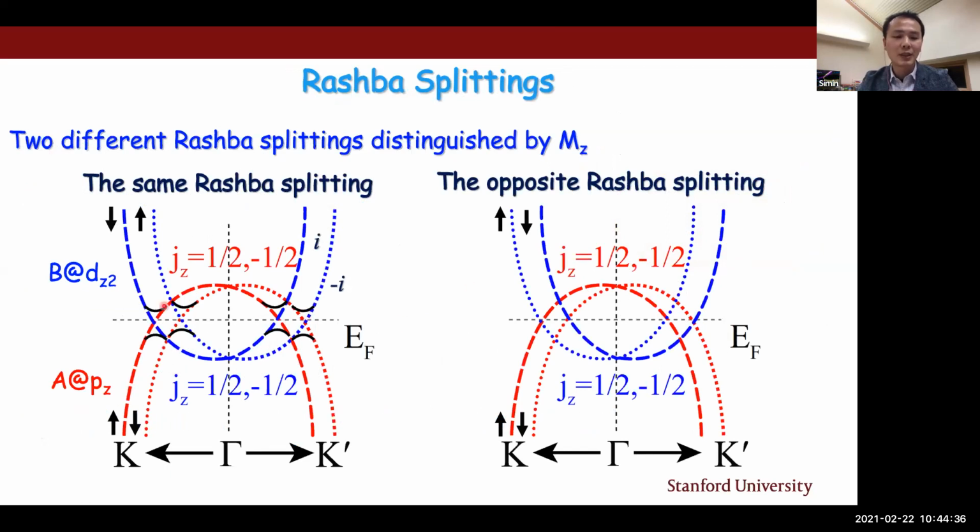These are the band structures of the tight-binding model. The red bands represent the pz bands. The blue bands represent the dz² bands. For the dashed line and dotted line, the eigenvalues of the mirror symmetry are equal to i and minus i respectively. In this model, there are two different Rashba splittings, which can be distinguished by the mirror symmetry Mz. In configuration 1, the pz bands and the dz² bands have the same Rashba splitting. In configuration 2, the pz bands and the dz² bands have the opposite Rashba splitting.